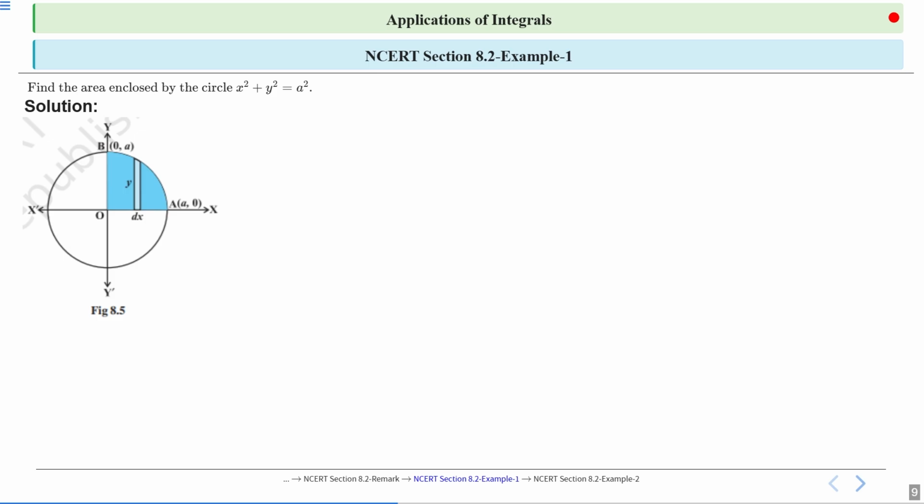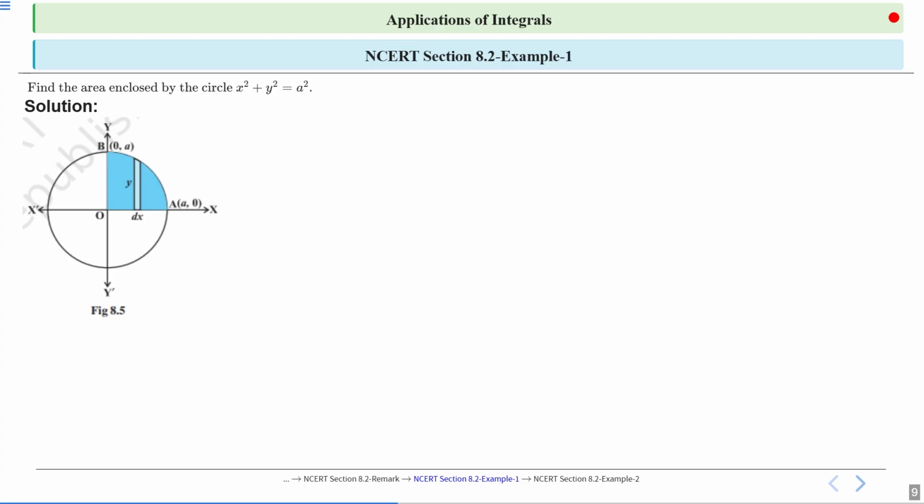where h and k are the coordinates of the center and a is the radius. So here in this equation, x square is (x minus 0) whole square plus (y minus 0) whole square equal to a square. So (0, 0) is the origin and a is the radius. Now we have the information that the circle's center is at the origin, and we draw a circle with radius a. So we get figure 8.5. Okay. Now, as the radius is a, the coordinate of point A is (a, 0) and the coordinate of point B is (0, a). Okay.